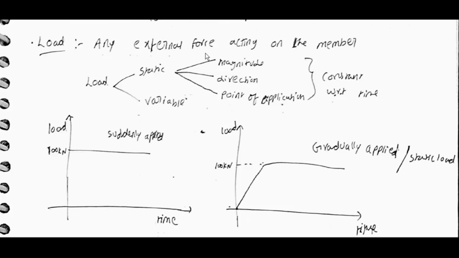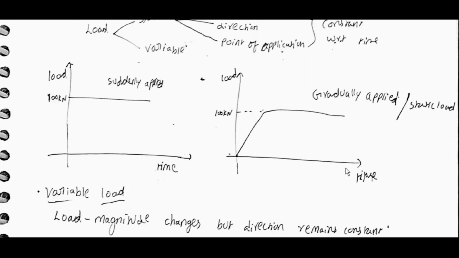Load: any external force acting on the member. Static load: magnitude, direction, and point of application are constant with respect to time. Variable load: a suddenly applied load of 100 kilonewton looks like this. A gradually applied load, or static load, will be like this: from 0 to 100 kilonewton gradually applied, then 100 kilonewton kept on applying.